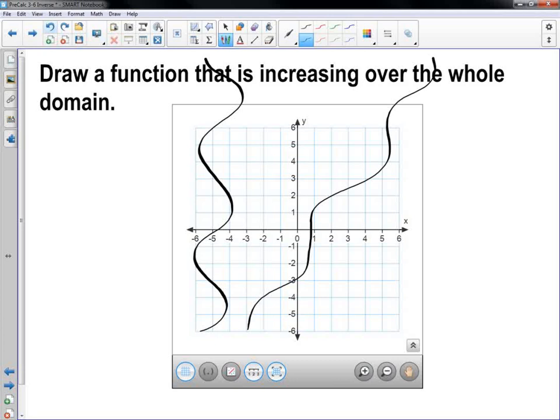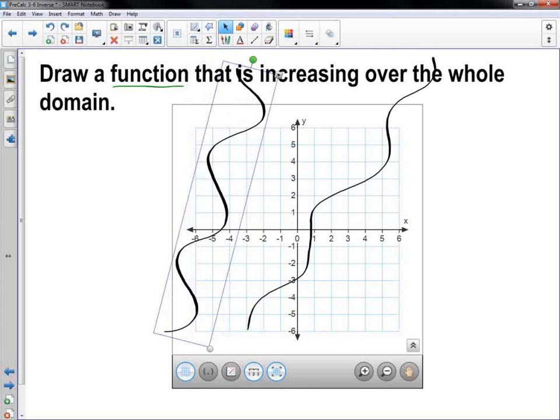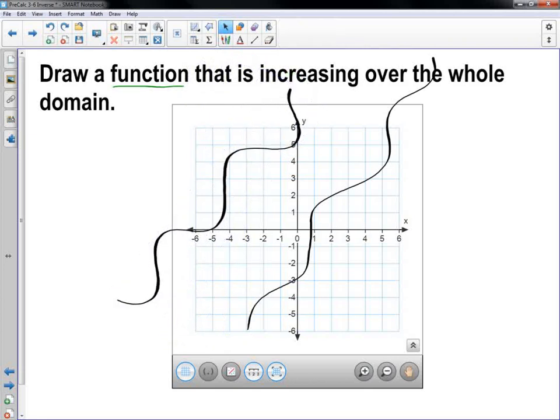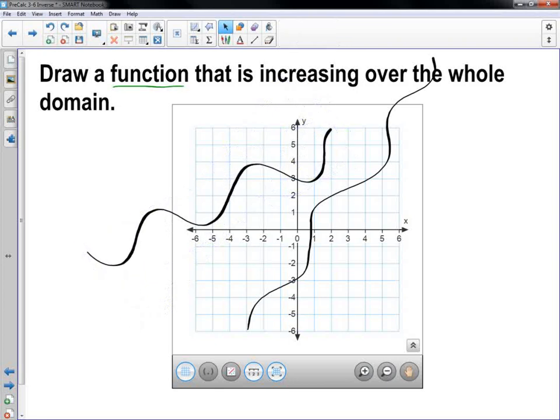Ooh, that is increasing. But wait, what did they say here? Is it a function? That one's not a function. The function has to pass the vertical line test, right? This one doesn't pass. But if we took this one, let's see if I can do this. If we turn this one just far enough where it passes the vertical line test, like that. I gotta turn it a little bit more. There we go. Okay, so that passes the vertical line test.